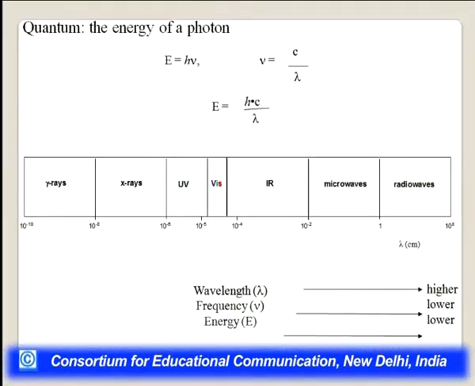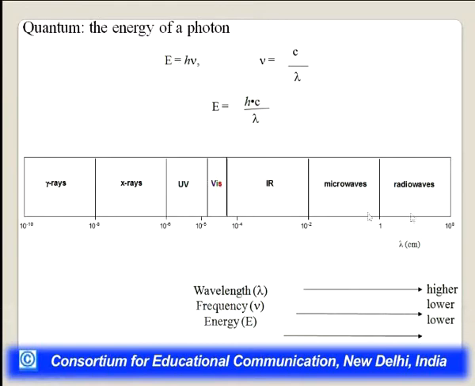We know there are certain characteristic features of electromagnetic radiations, among which the energy of a photon is equal to h nu, where nu is equal to c by lambda. So we can say the energy of a photon equals h c by lambda, where h is the Planck's constant. So every electromagnetic radiation has a particular energy, a particular frequency, and a particular wavelength.